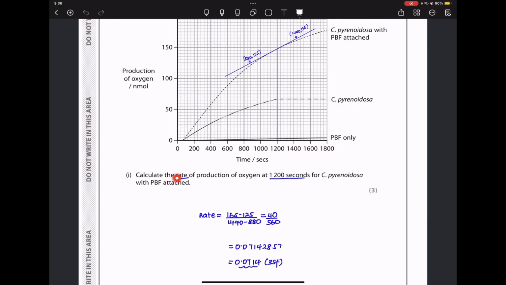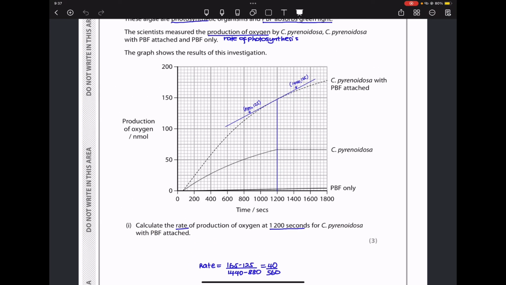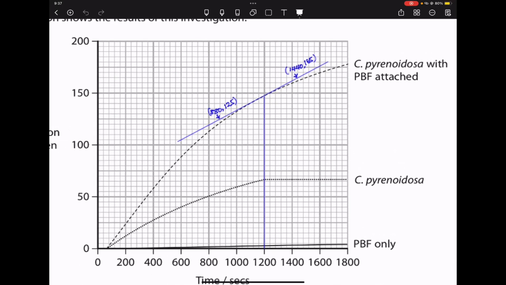Down here they say calculate the rate of production of oxygen at 1,200 seconds for C. pyrenoidosa with BPF attached. So I came here, this is 1,200 seconds, and I drew a tangent. I used the tangent to find the gradient, which is going to be the rate. I chose that point there as well as that point there. You can see the coordinates I used. Let me make it bigger.